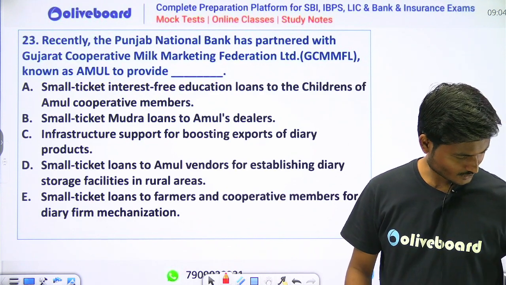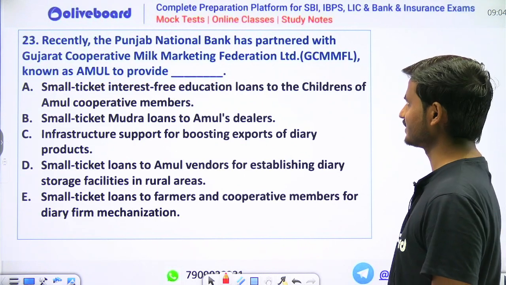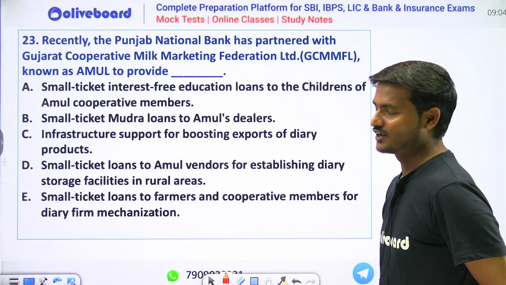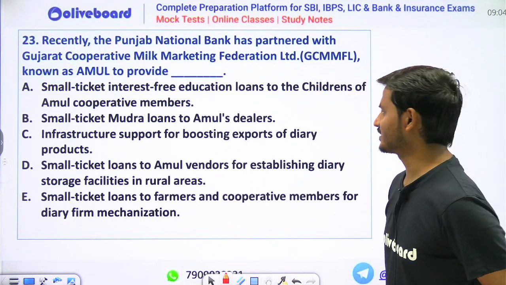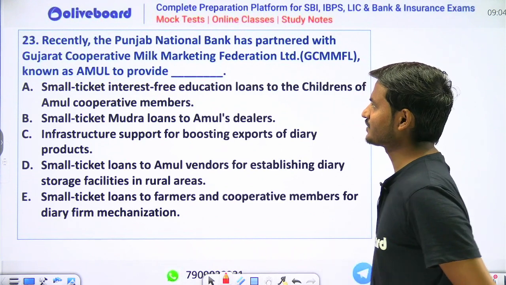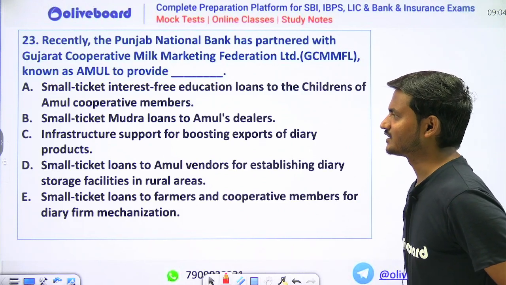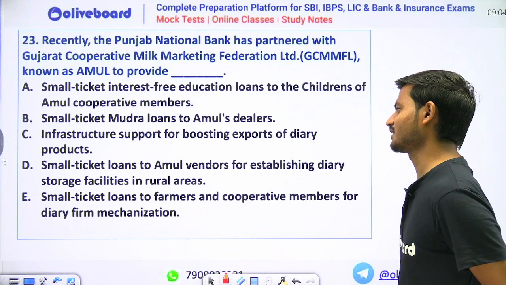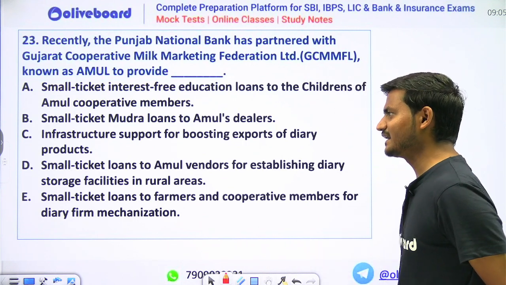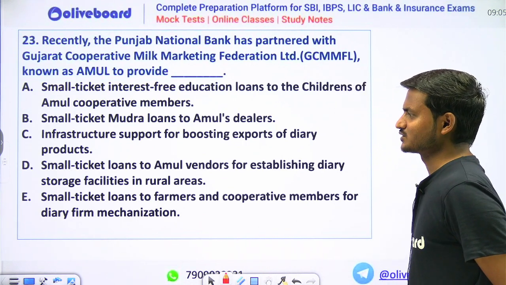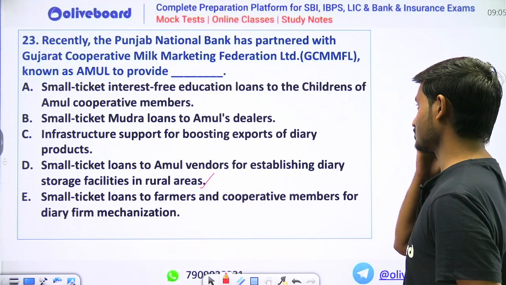Question number 23. Recently, the Punjab National Bank has partnered with the Gujarat Cooperative Milk Marketing Federation Limited, that is GCMMFL, popularly known as Amul, to provide what? Small ticket interest free education loans to the children of the Amul cooperative members, small ticket mudra loans to Amul dealers, infrastructure support for boosting export of dairy products, small ticket loans to Amul vendor for establishing dairy storage facility, and small ticket loans to farmer and cooperative members for dairy farm mechanization. Here the answer is small ticket loans to Amul vendor for establishing dairy storage facilities in the rural areas. So PNB has tied up.